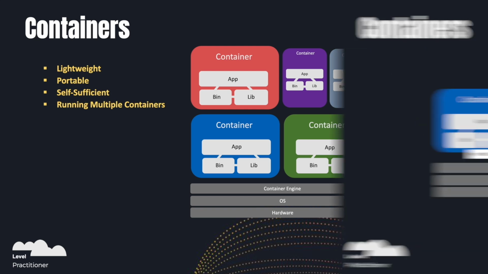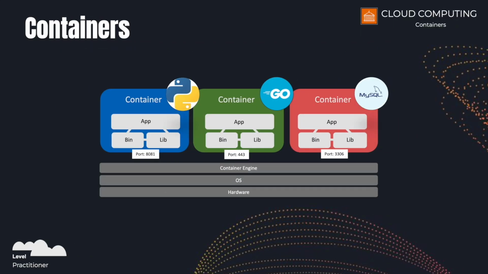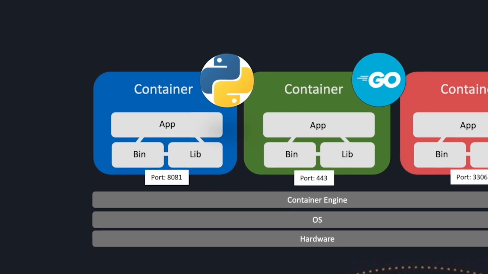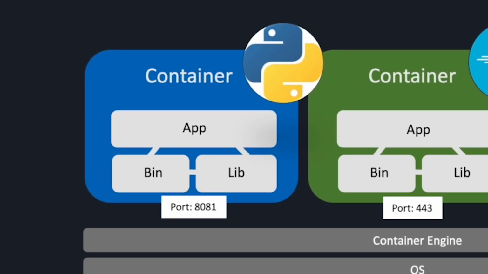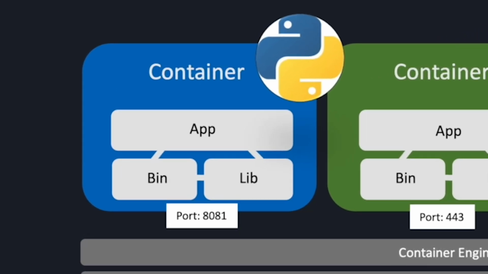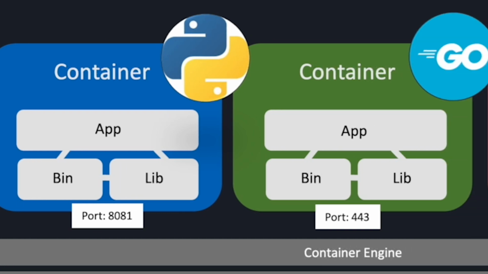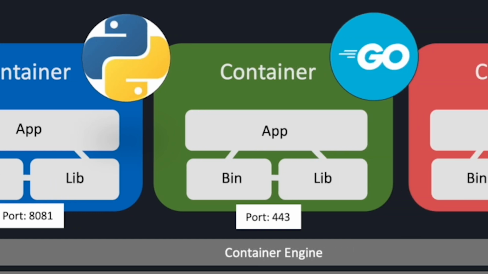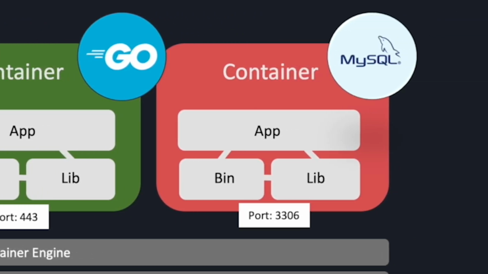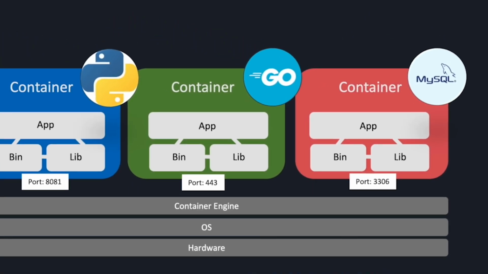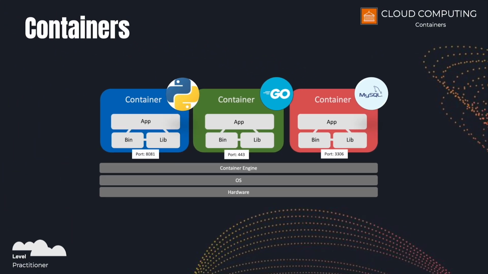Okay, to illustrate this, let's take a look at a simple scenario where we have 3 different containers running on a single machine. For example, we can run a Python web server with its required packages on a custom port like port 8081, alongside a Go web application with its own dependencies on port 443, and a third container running a MySQL database engine. Any container can be fully isolated or configured to be accessible from other containers. It is all up to us to decide.